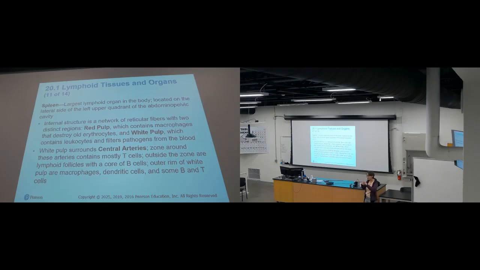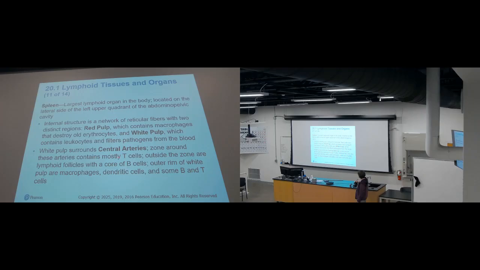Now, externally, the spleen is surrounded by a capsule, so that makes it an organ. So remember, the difference between tissue and organ is that an organ has a capsule, tissue doesn't. And this capsule penetrates internally, subdividing this spleen into segments.